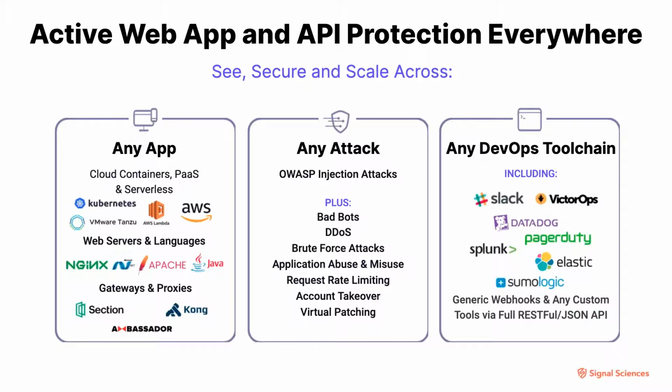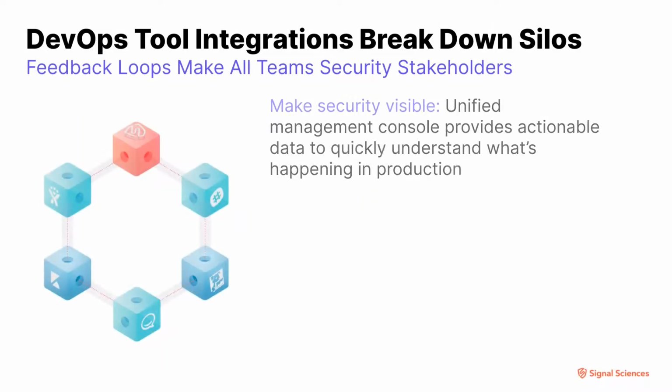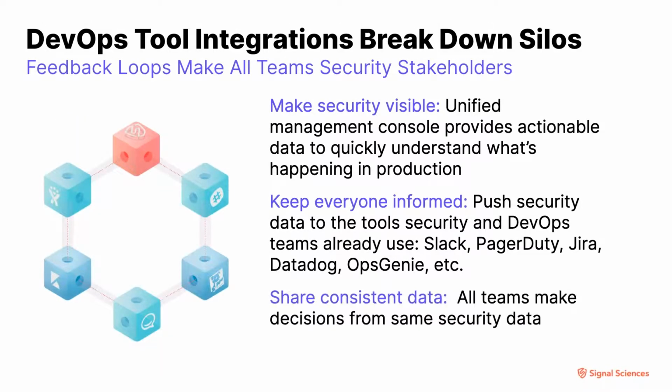Lastly, being able to seamlessly integrate into any DevOps toolchain means development teams can obtain information surrounding their applications via tools they already use during the development process. Signal Sciences enables feedback loops that make data visible across development, security, and operations teams. So everyone becomes a security stakeholder and can respond proactively to potential security threats. This enables all teams to make decisions from the same layer 7 attack insights and attack timelines to identify and/or remediate incidents faster.